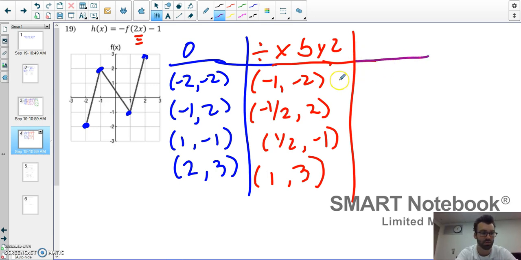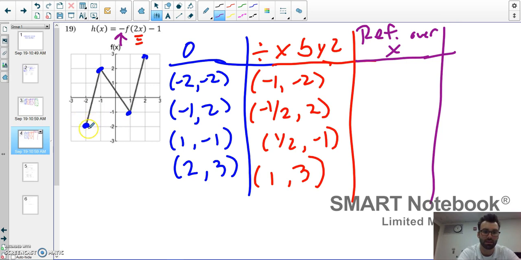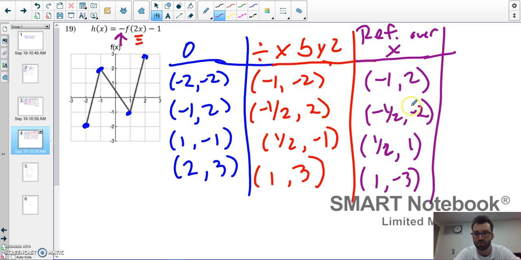So my next thing, inside out, I took care of this. I need to take care of that negative. If it's a negative on the outside, that means I'm reflecting over my x-axis. As I reflect over my x-axis, I take this point and reflect it up here. Remember, your x values aren't changing, just your y values. You're taking the opposite of all your y values. So the only thing that changed here were my outputs. I took the opposite of every single output.